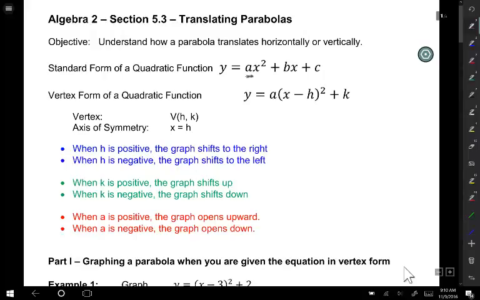And a little review here. Is this letter A crucial? What does that letter A tell us? One person, tell me. What does that letter A tell us? Catherine? If it's upside down, so if A is negative, it's upside down, right? And if A is positive, it's right side up.